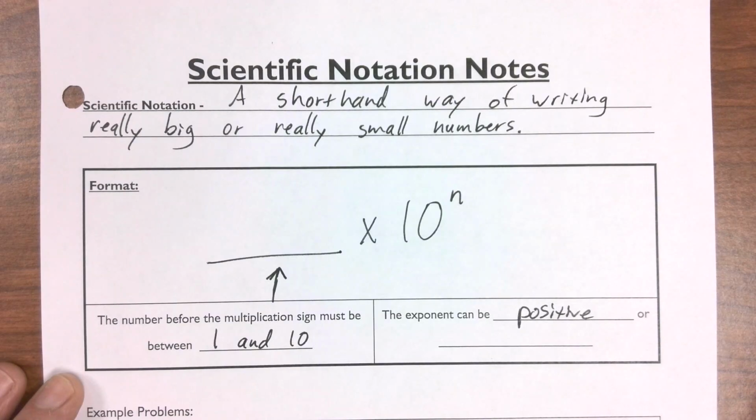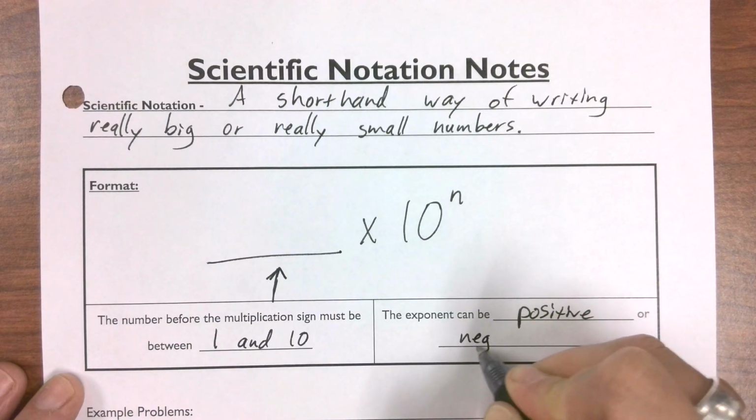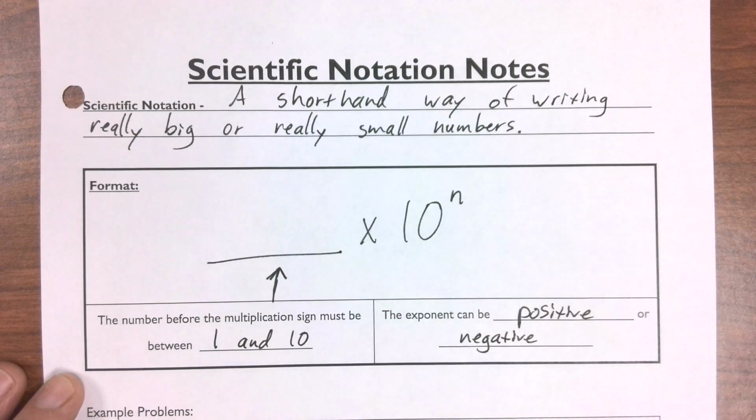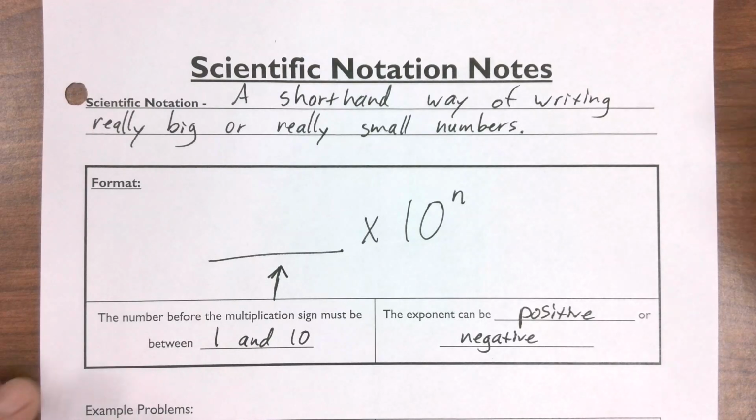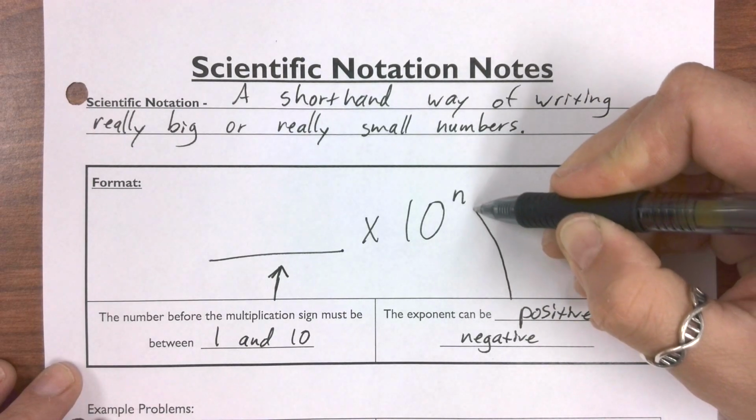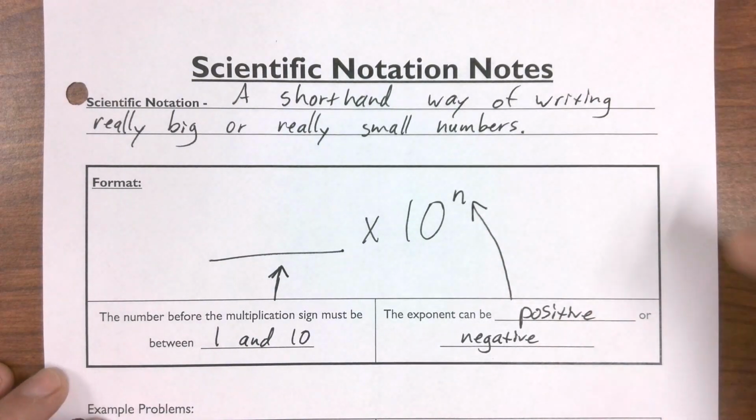And I bet you could fill out the next blank. It can also be negative. And we'll talk more in the next video about what that means. Last thing I want you to do is draw a little arrow to that exponent. So again, we're doubly sure about what we're talking about.